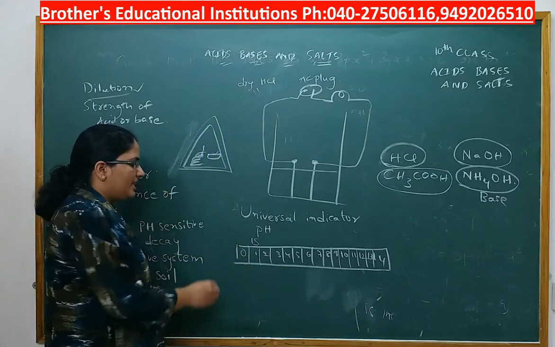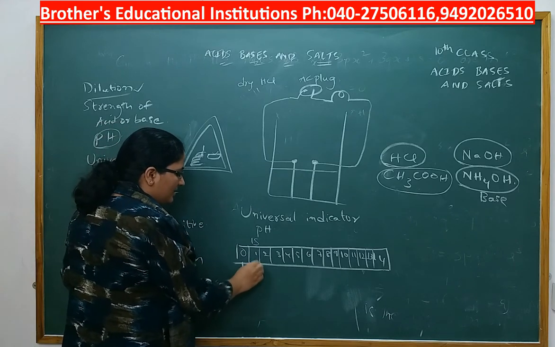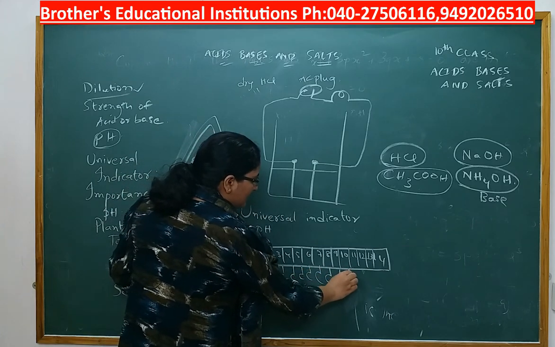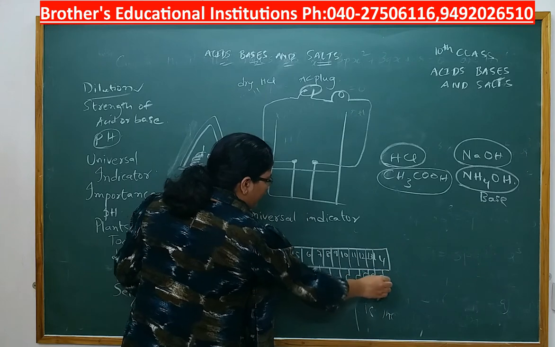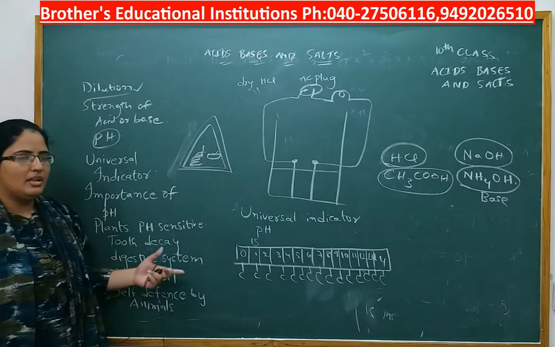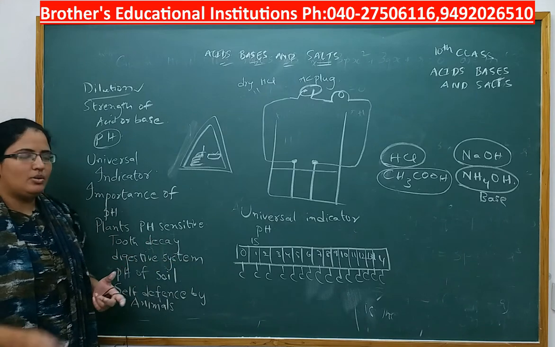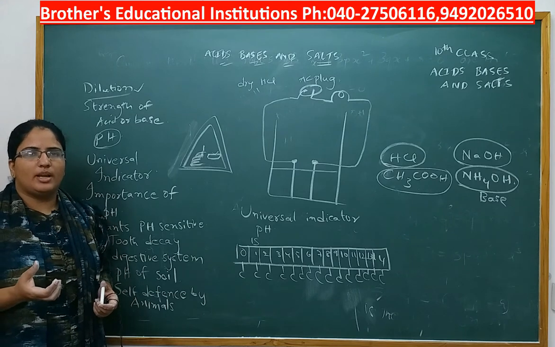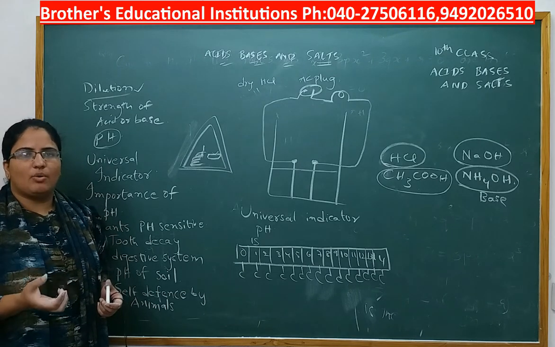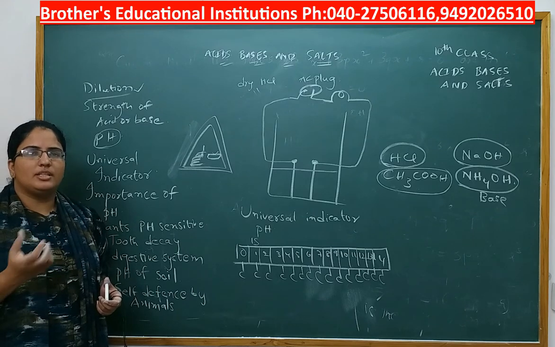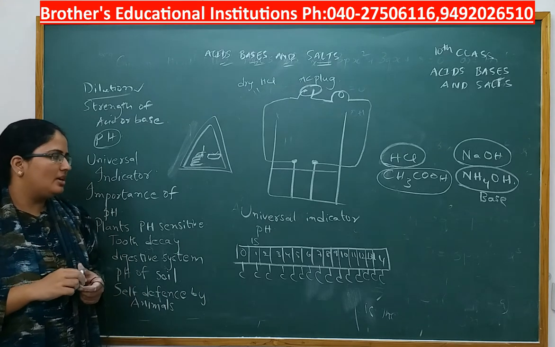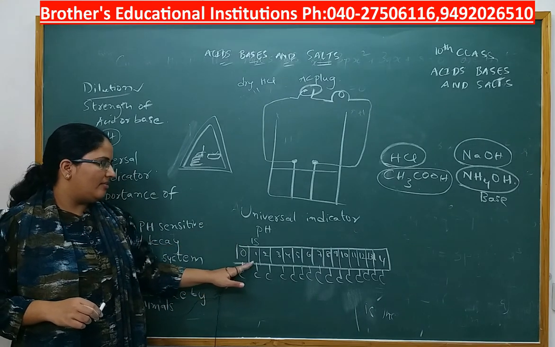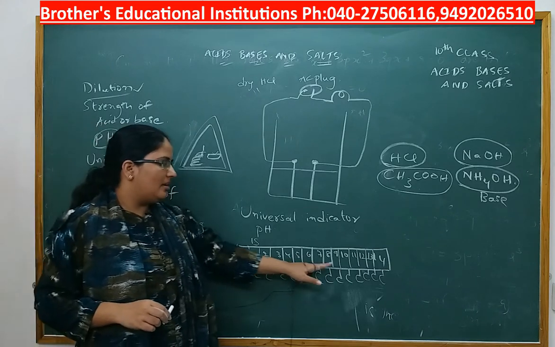For these 15 values, it has different colors. Now, if you want to know the pH of a solution, let us say of salt, collect some salt, put it in water, and filter the solution. Once you filter, mix it with the universal indicator. It will show some color. Try to match the color with the values on the pH scale.